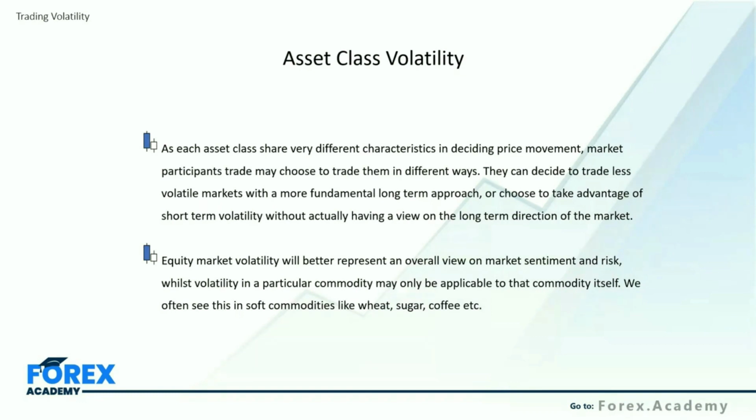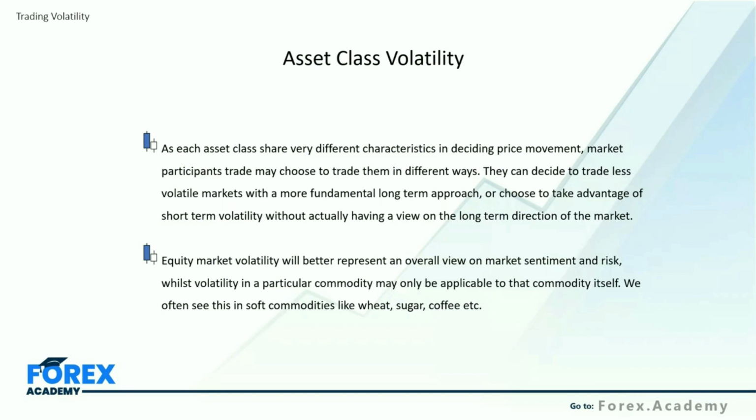Equity market volatility will better represent an overall view of the market sentiment and risk. This is because equities will generally present a view of economic performance within that particular region, whilst volatility in a particular commodity may only be applicable to that commodity itself. We often see this in soft commodities like wheat or sugar or perhaps coffee. So many of these soft commodities actually don't trade in accordance with economic news at all.